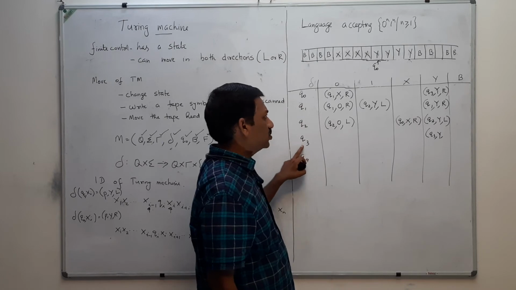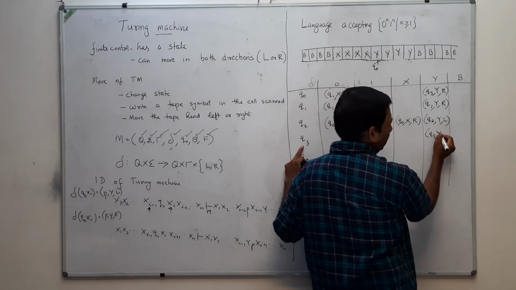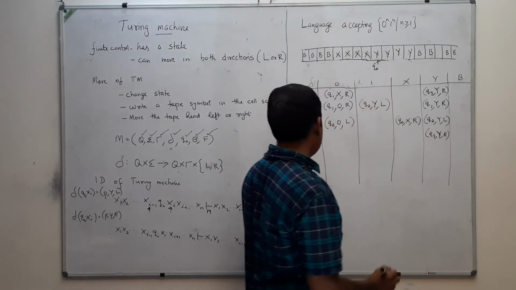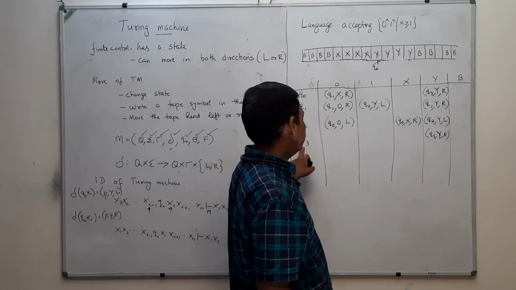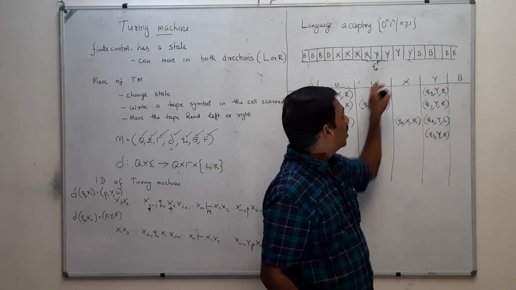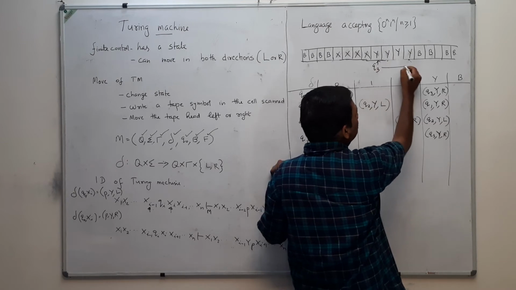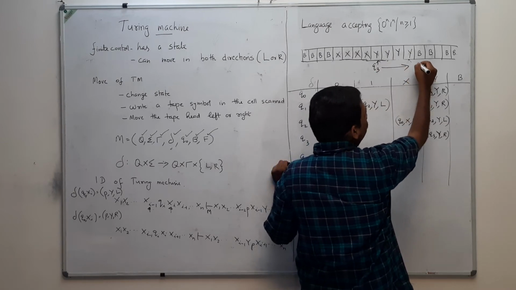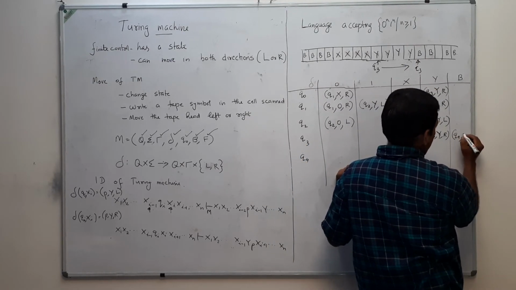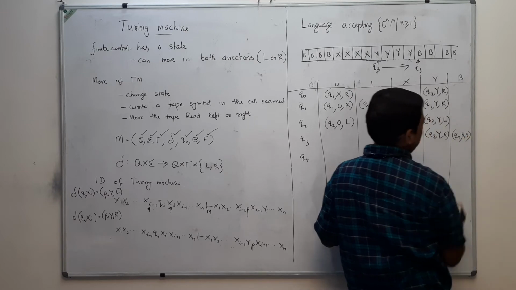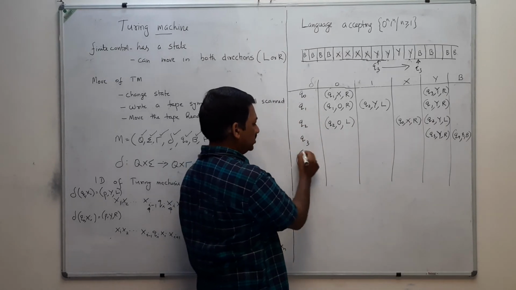And in state Q3 also you have to skip all those y's. That is why you have Q3 y right. That means you have to skip all the y's, and in state Q3, if you see a blank symbol, that can be accepted. That is the accepting state Q4, and this is blank. Okay, that means this is the accepting state.